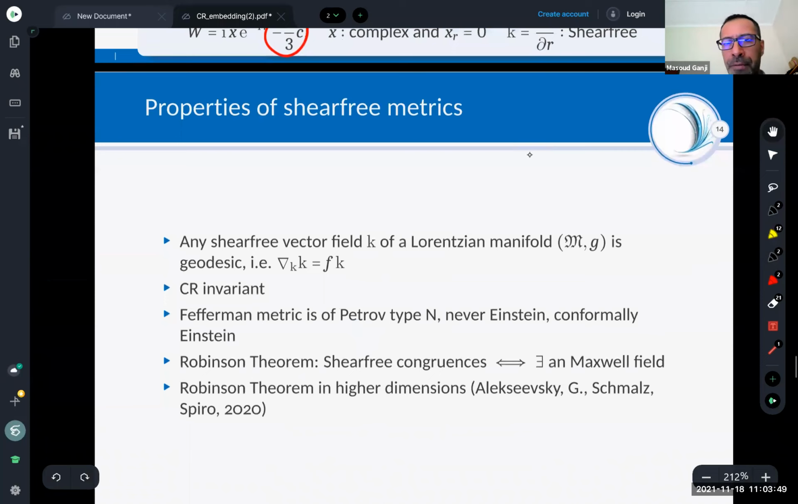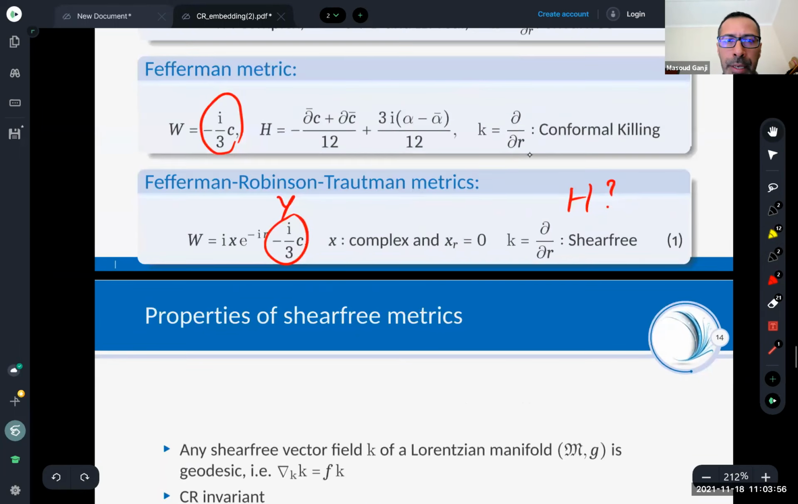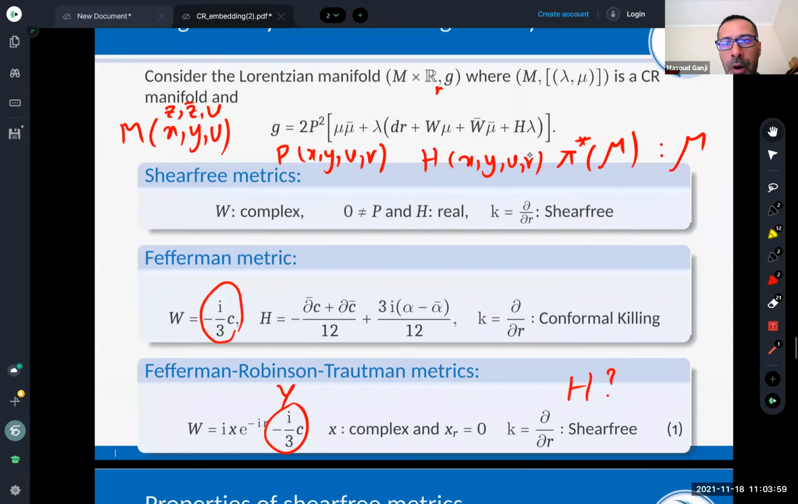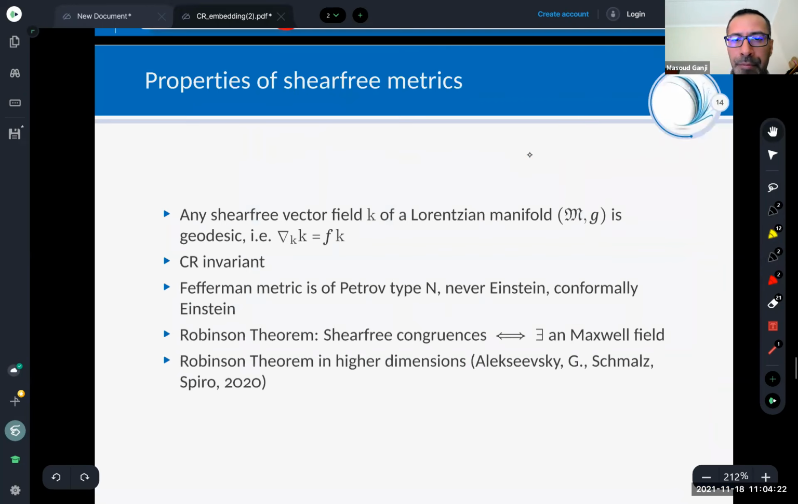So a shear-free vector field is geodesic, meaning this. All of these three matrices are CR invariant. It means if, instead of mu and mu bar, you choose mu and lambda, if you pick another representative and you do the computations, the matrix is still in the same class. So that's the meaning of being CR invariant.